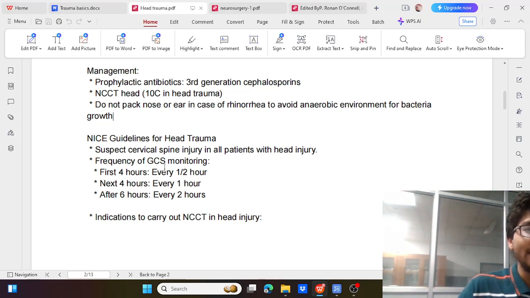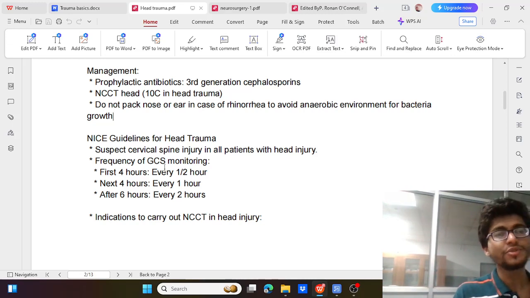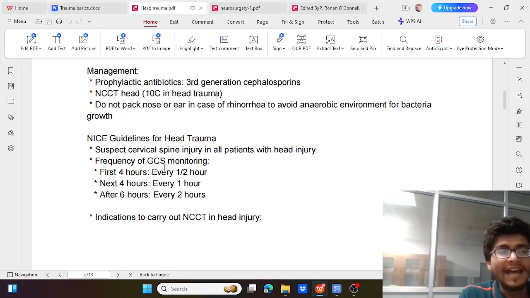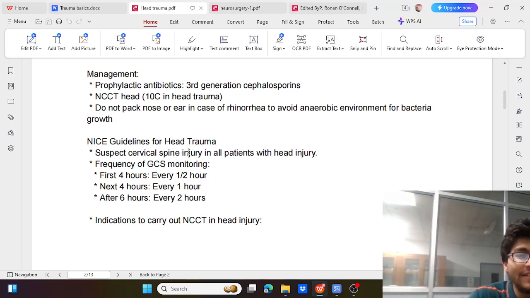If we suspect head injury, then we should always suspect cervical spine injury, and we should apply a Philadelphia collar, the image of which I have shared in the group. The Philadelphia collar has to be applied as soon as we see a case of spine injury, so that the spine is stabilized until the spine injury is ruled out. We can find this out either by CT or a lateral cervical spine X-ray. So how do we monitor a patient with suspected head injury? In the first 4 hours, we check every half an hour.